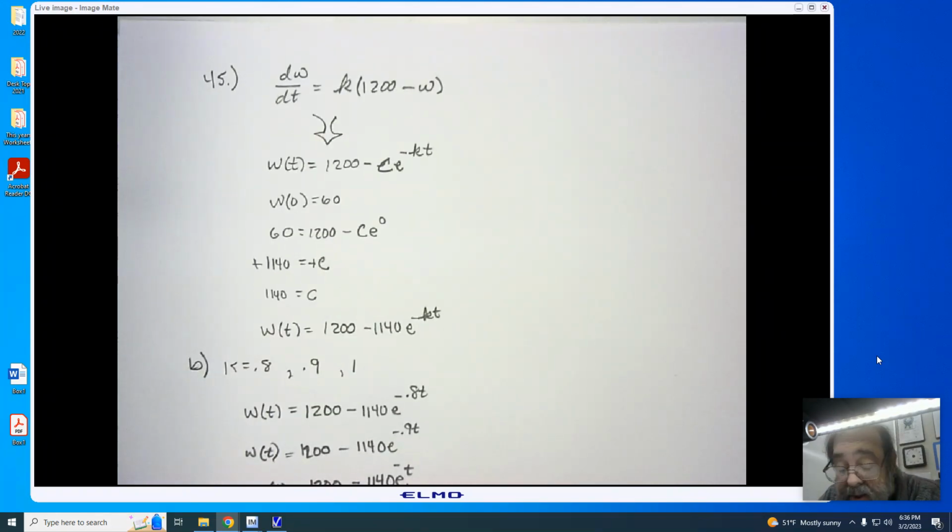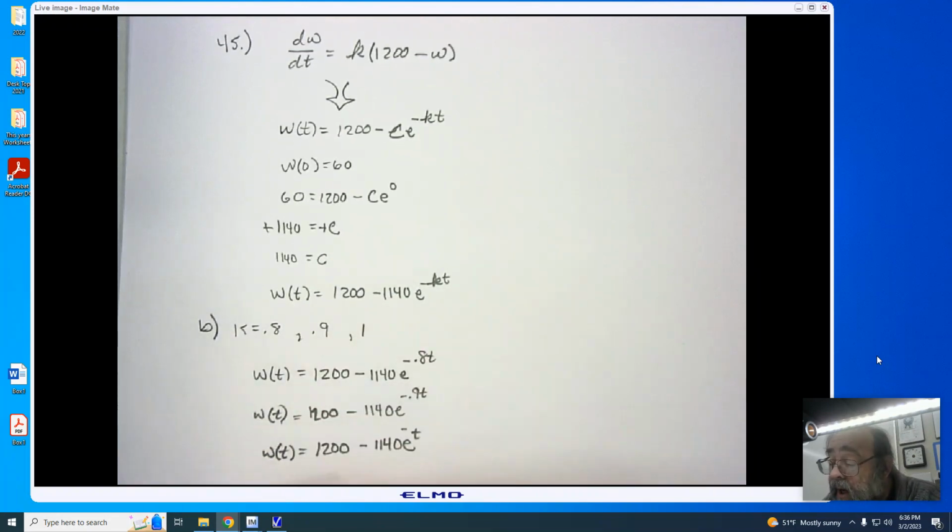Now they're going to want us to work with these formulas, and then using our calculator, try to figure out how long it is going to take for the calf to weigh 800 pounds. So we're putting 800 pounds here, and we're solving for t. As we solve for t, we end up getting approximately t is equal to about 1.31 years. This is when k equals 0.8.